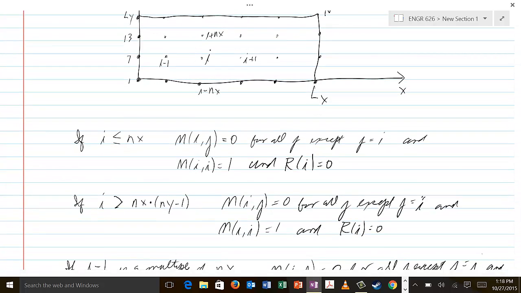Now let's see what we do with this. What we're trying to figure out now is, as we fill the matrix for our problem, what numbers do we put in each row of the matrix? Okay, so the first thing we note here is, what if I is less than or equal to nx? If the node number is less than or equal to nx, that means we're talking about a node here on the bottom boundary of the problem domain.